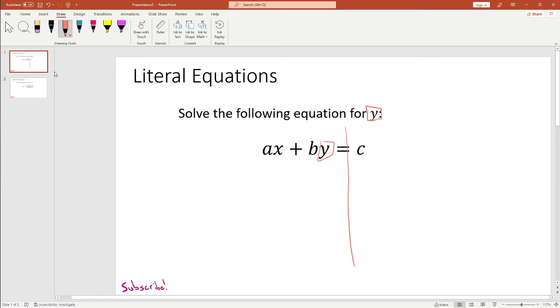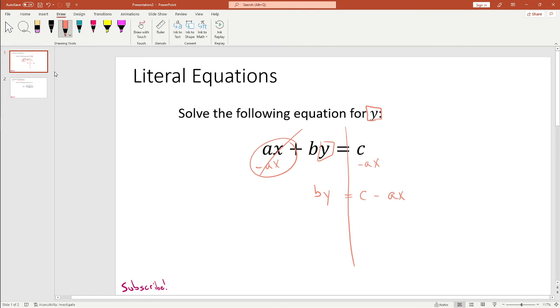So what I'm going to do, because I'm adding this product ax to this other product by, well, let's just subtract it, because I know whatever ax is, if I take ax away from it, it turns into a 0, and 0 plus by is just by. But remember, our rules of solving equations tell us that whatever we do to one side, we do to the other. So now I have this quantity c minus ax.